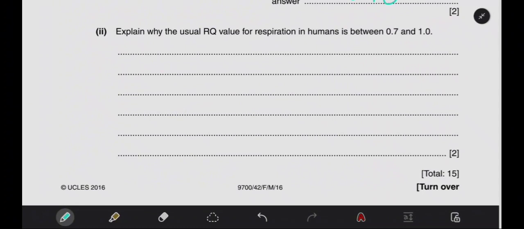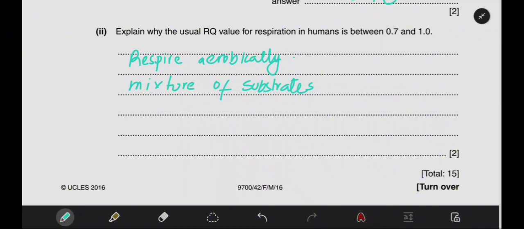Explain why the usual RQ value for respiration in humans is between 0.7 and 1. Since they're saying that it is still 1, definitely anaerobic respiration is not being considered here. So respiration is done aerobically. For anaerobic, it's greater than 1. And since it's between 0.7 to 1, there must be a mixture of substrates being respired. Also, since humans have a lot of different tissues, different tissues respire different substrates. That's also one of the reasons why the RQ value is between that.